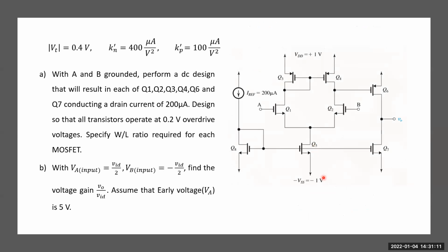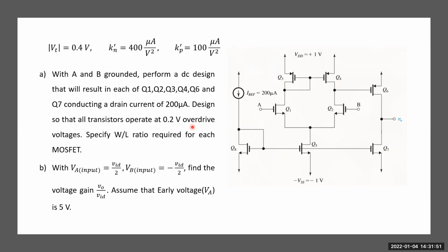Okay. I'll move on to the two-stage MOSFET amplifier. Here we are going to perform DC and AC analysis. These are the MOSFET parameters given in the question. A and B inputs are grounded in DC. Q1, Q2, Q3, Q4, Q6 and Q7 conduct the same current value, which is 200 microamp. We are going to design so that all transistors operate at 0.2 volt overdrive voltage.